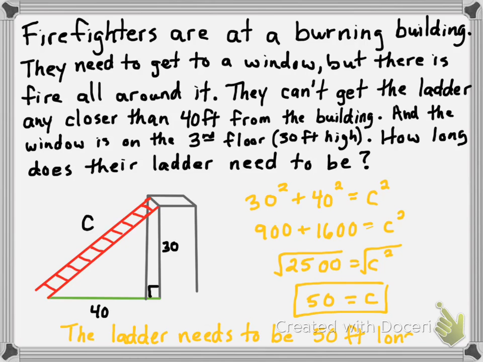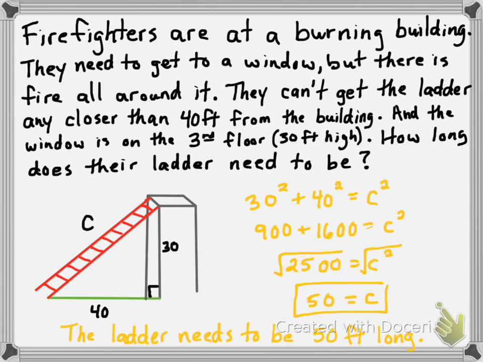Now, notice, this problem wasn't any different from the other two problems that you just did. Okay, the only difference is you couldn't see the triangle in all the words. You had to draw a picture. And once you drew the picture, then you can see the triangle and you can work it out just like you did the other ones.